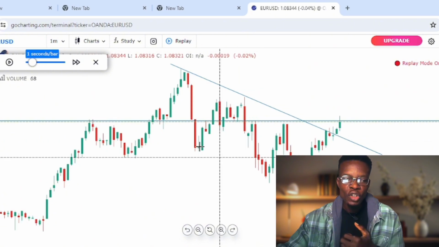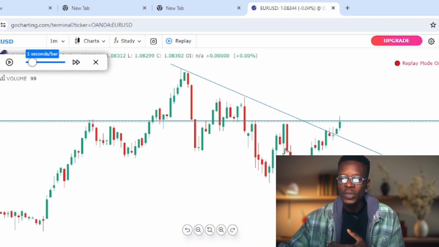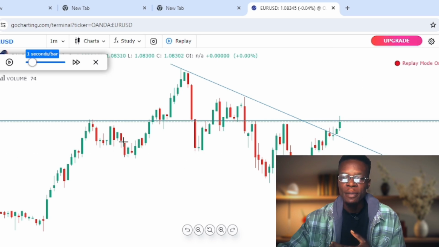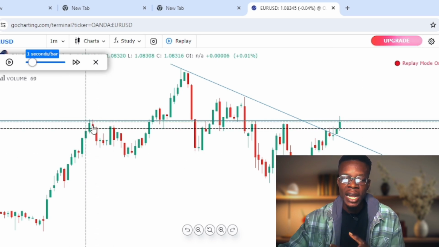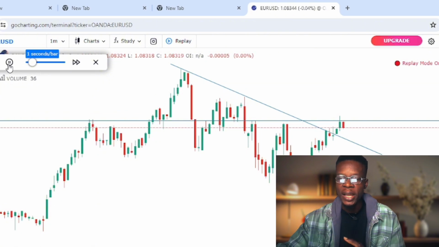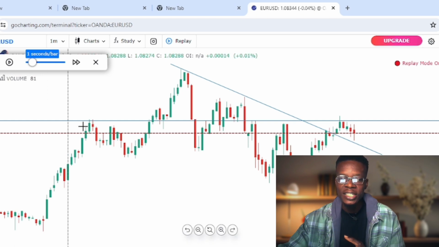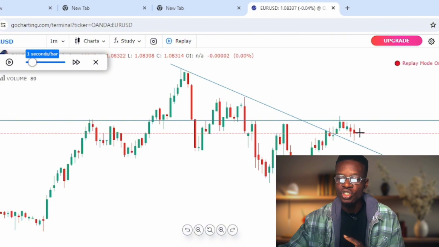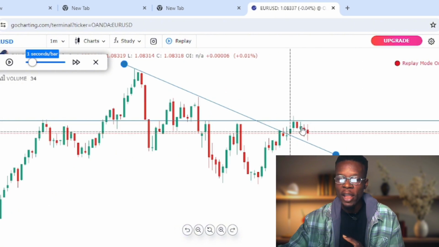Why are we drawing this horizontal level? Because we didn't have a clear breakout on the trend line, and we want to wait for a breakout over this horizontal level. If we play this, we see that the price is probably still shying away from this level, which is a sign that this support or resistance level in the past is a very strong level in the market. That is why the price is shying away from it.